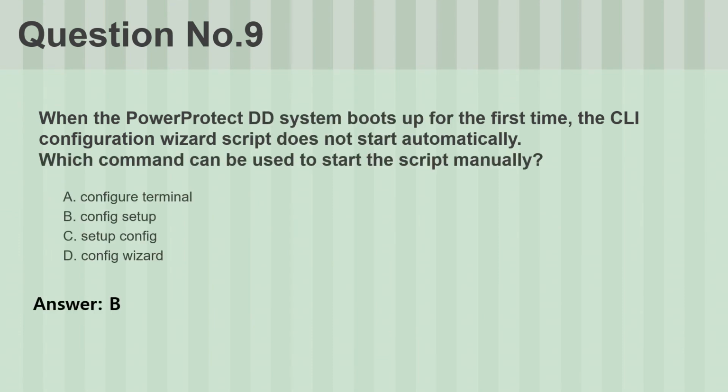Question number 9. When the PowerProtect DD system boots up for the first time, the CLI configuration wizard script does not start automatically. Which command can be used to start the script manually? A. Configure terminal. B. Config setup. C. Setup config. D. Config wizard. Answer: B.